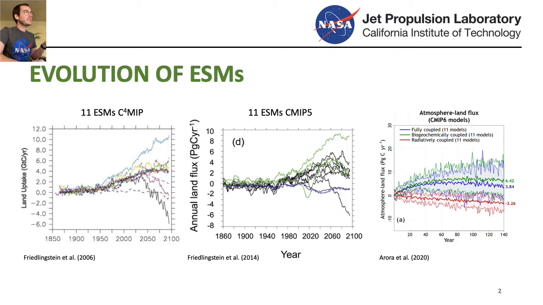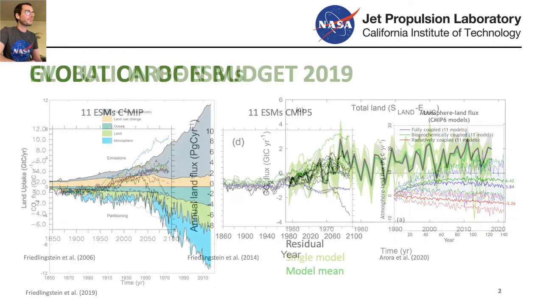So they even disagree if the land will remain a carbon sink by the end of the century or become a carbon source. And when we see this comparison between the two CMIPs, so 4 and 5, we see, well, it doesn't look like the spread of the models is decreasing. And when we look at the 6, we also have this disagreement in magnitude and sign.